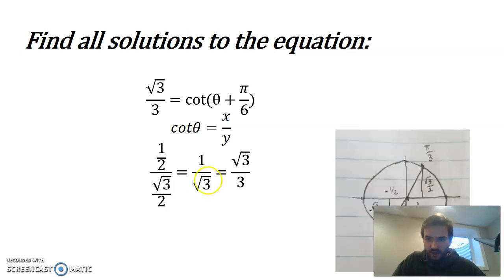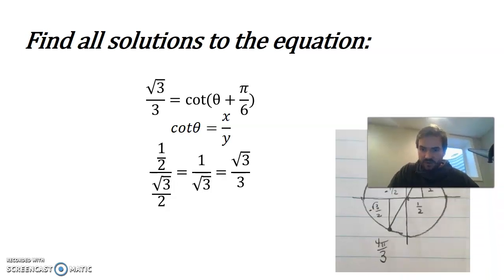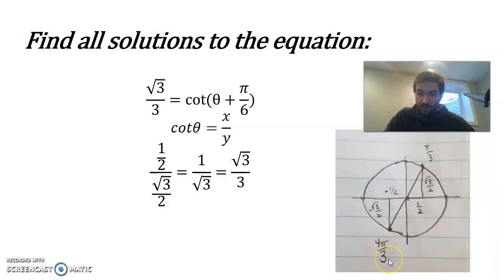So we're going to end up with pi over 3, and then the other angle that we end up with is 4 pi over 3, because then we have both a negative 1/2 and a negative square root of 3 over 2, so that becomes positive square root of 3 over 3 when we find our cotangent value. So our angles for this problem are going to be pi over 3 and 4 pi over 3.